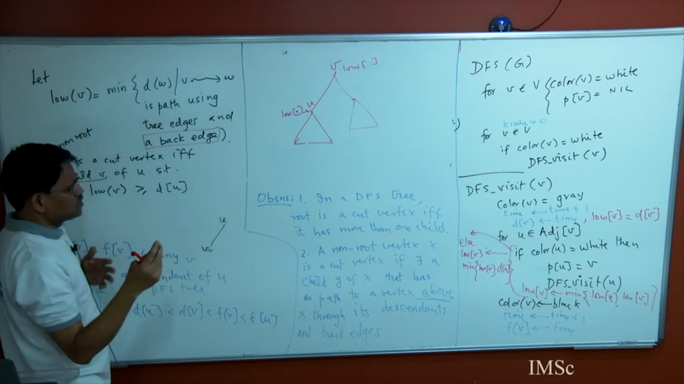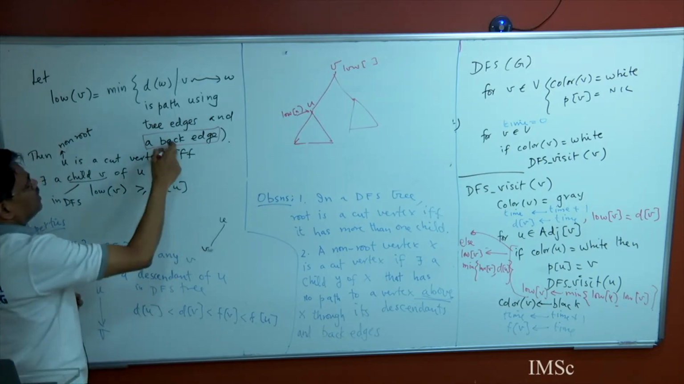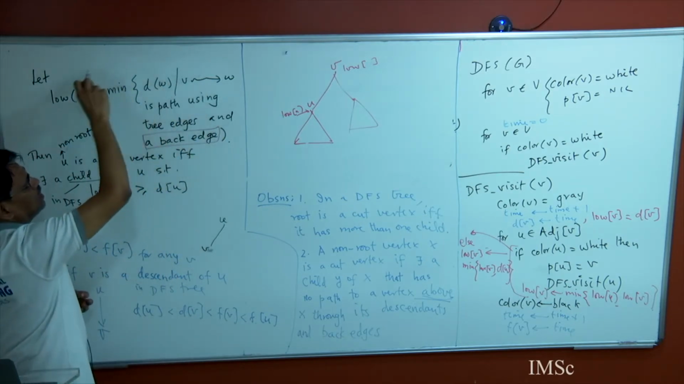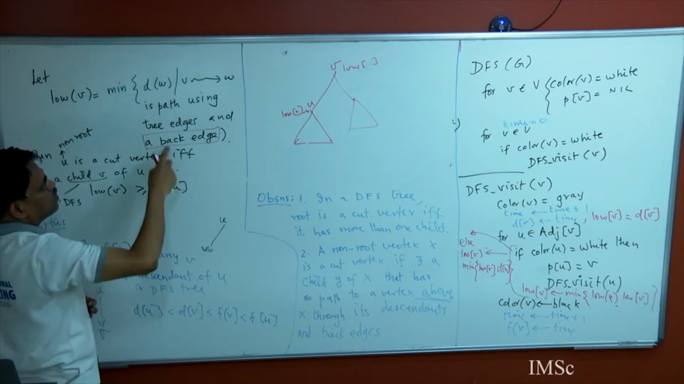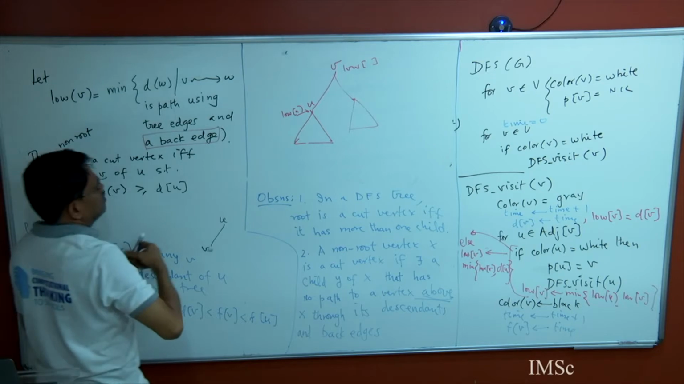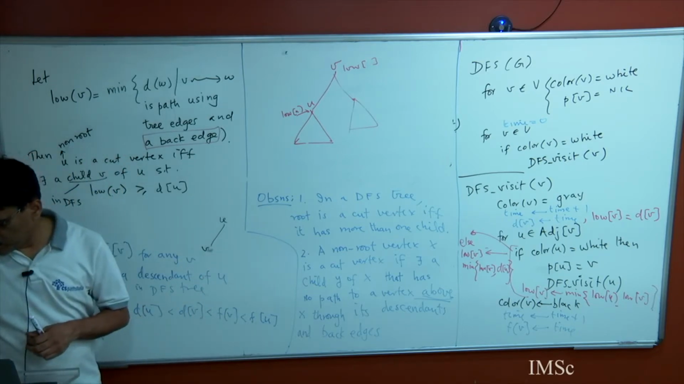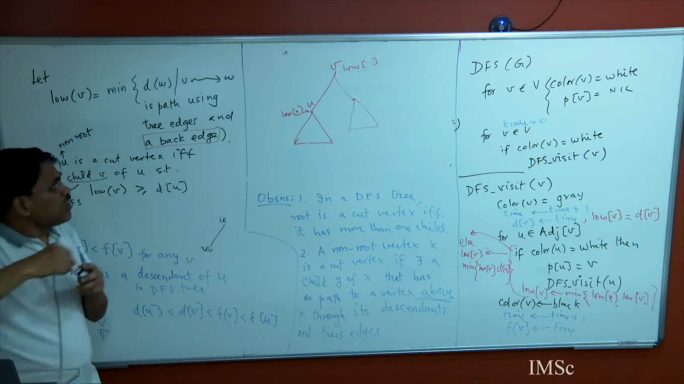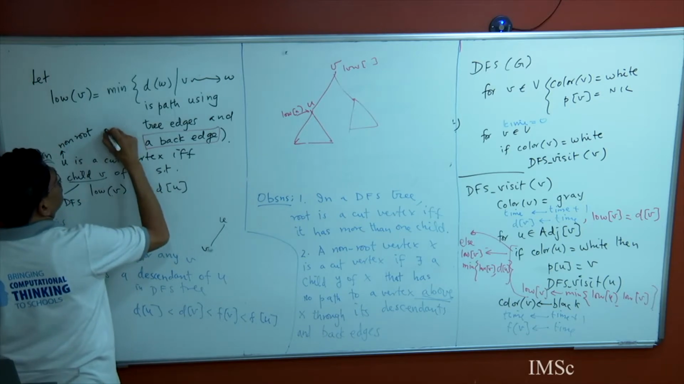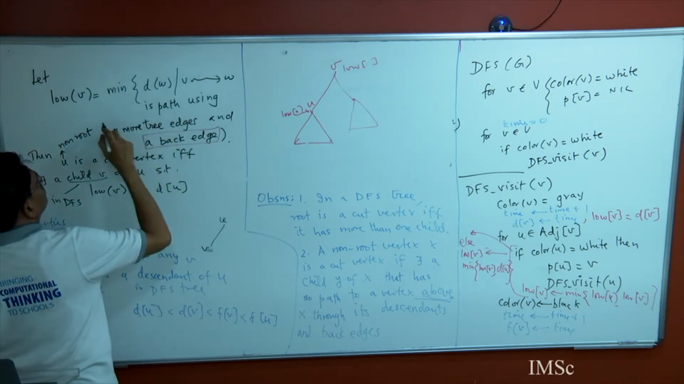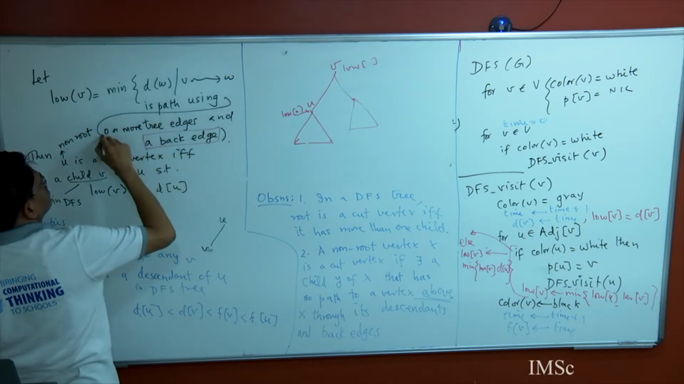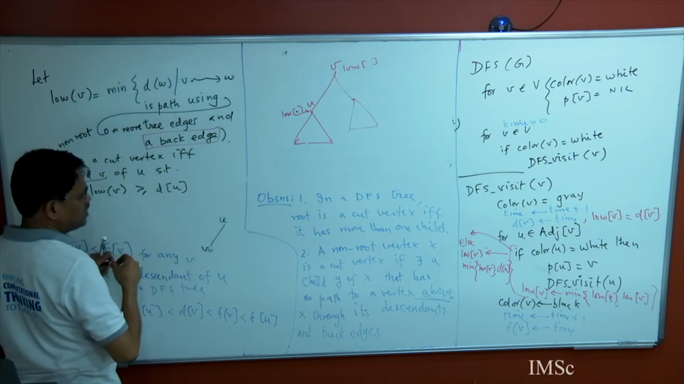That's it. So it computes this. To be more precise here, using 0 or more tree edges, and a back edge, right?